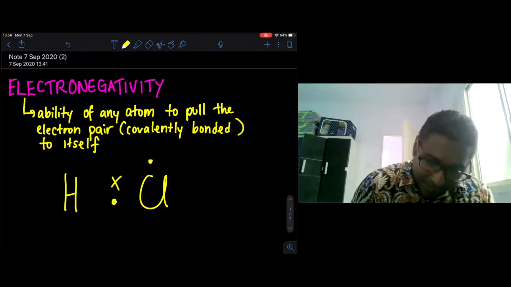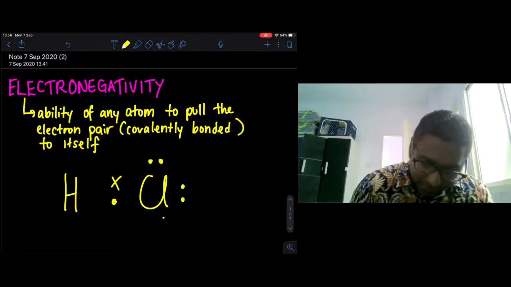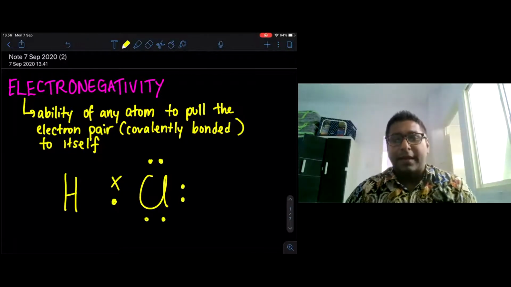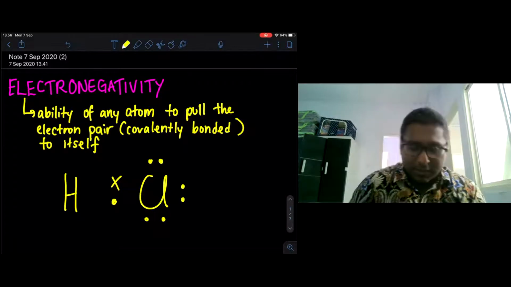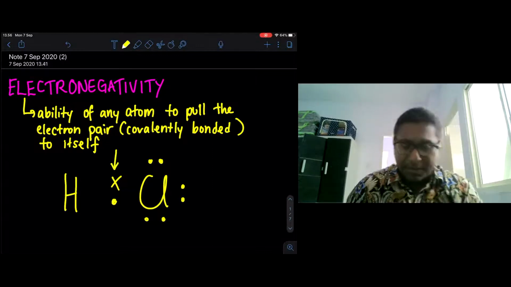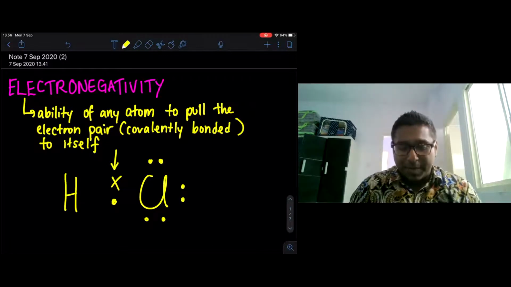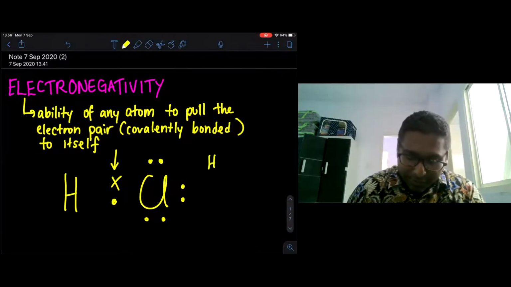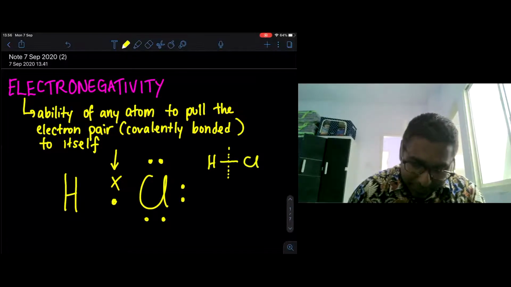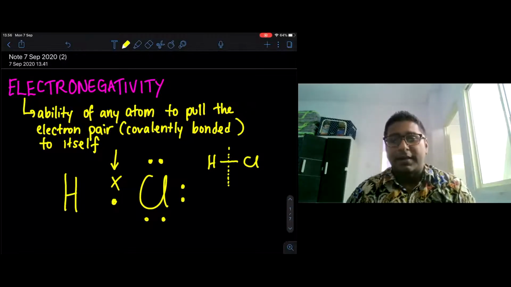if we have HCl, we might think that the cross dot diagram looks like this. We might think that in HCl the shared electrons, the bonding pair of electrons, might be perfectly in the middle. But in reality, it is not perfectly in the middle. If we think that the electrons are going to be somewhere in the middle over here, that is not true.